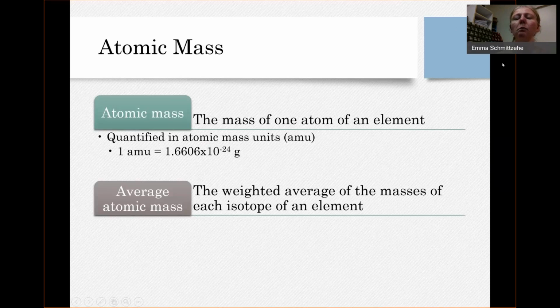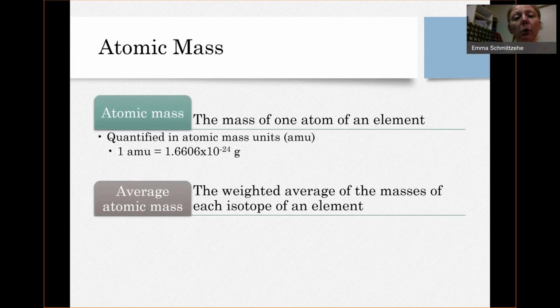Now, instead of talking about one atom at a time, you usually have a sample that contains lots of atoms. Now, if that is of the same element, then we want to quantify the mass of a sample of an element. What we would utilize is what we call the average atomic mass. Okay, so the average atomic mass is the weighted average of masses of each isotope of a given element.